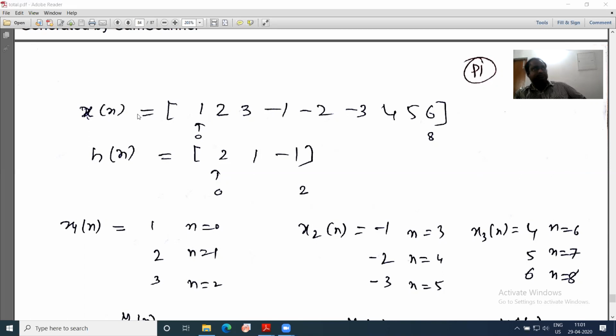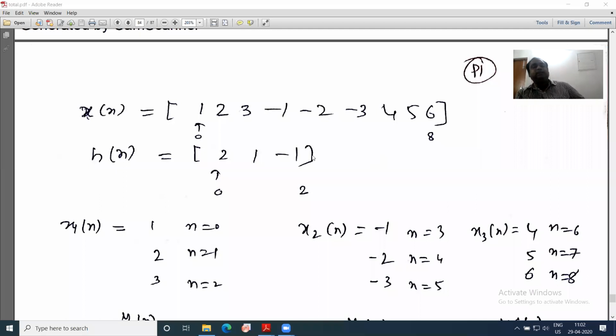Agreed? Yes. Now you can have the opposite scenario. Opposite scenario means what? Suppose you are having an odd number of samples in xn, suppose say 9 samples, and you are having an even number of samples in hn. Suppose 2 and 1 is there, minus 1 is not there. Then what happened?